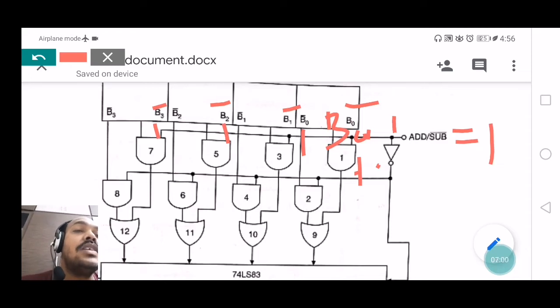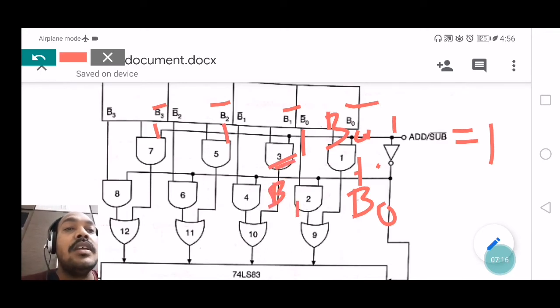So what is the outcome of this AND gate? The outcome is B0 only. If B0 is 0, the output of gate 1 is 0. If B0 is 1, the output of gate 1 is also 1. Similarly, for AND gate 3, the output is B1 only. For AND gate 5, I expect the output is B2, and for AND gate 7, I expect the output is B3.